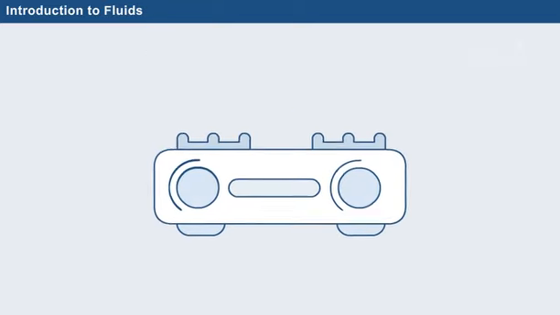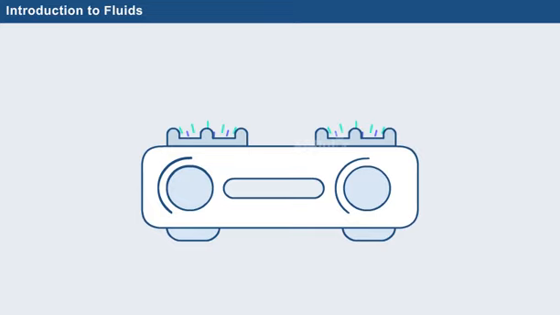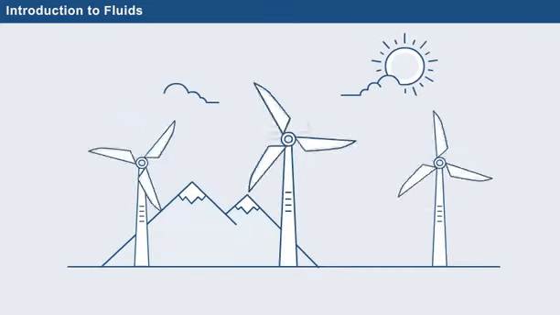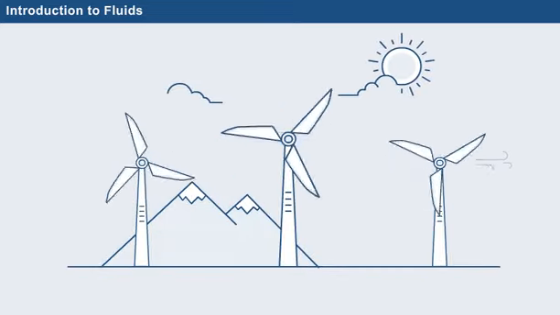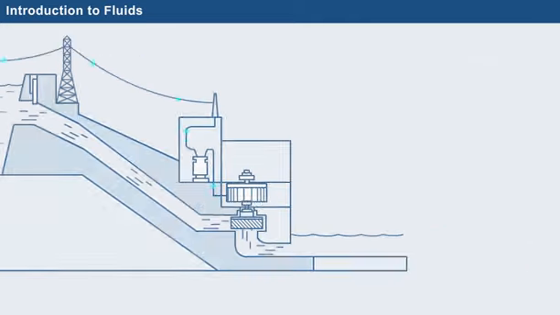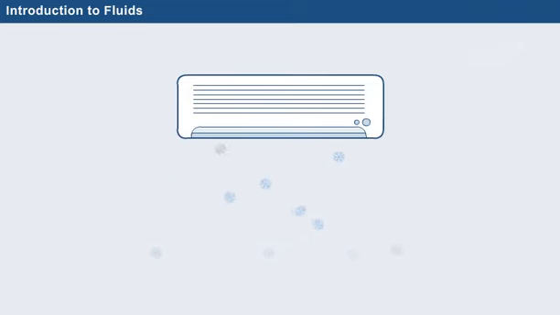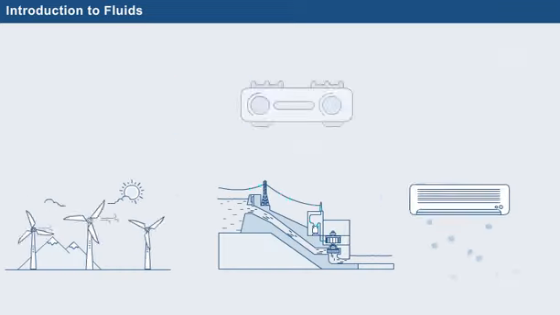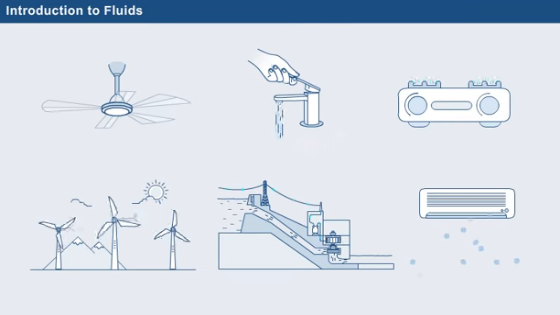How does the gas stove give you a burning flame? What makes the blades of the windmill rotate? What causes turbines to generate electricity? What makes you feel cool when you switch on the AC? All these above-mentioned actions commence due to the flow of different types of matter.